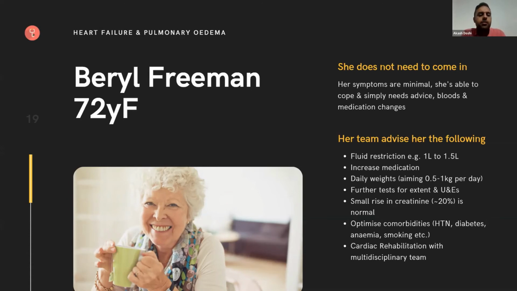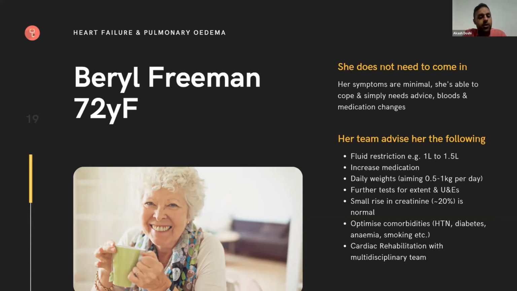They'll say, make sure you adhere to a fluid restriction so your diuretics have the ability to work. Something like 1 litre or 1.5 litres, and then we'll reassess. We might say, let's increase your medications. So that furosemide that you're on, 40 milligrams, let's double it to 80. Or that bumetanide, let's increase it by a milligram. And then once we've done that, Beryl, what I want you to do is I want you to do daily weights. I want you to weigh yourself every day so that we can see whether all of our interventions have worked. And we'll be aiming for about 0.5 to 1 kilo off per day.